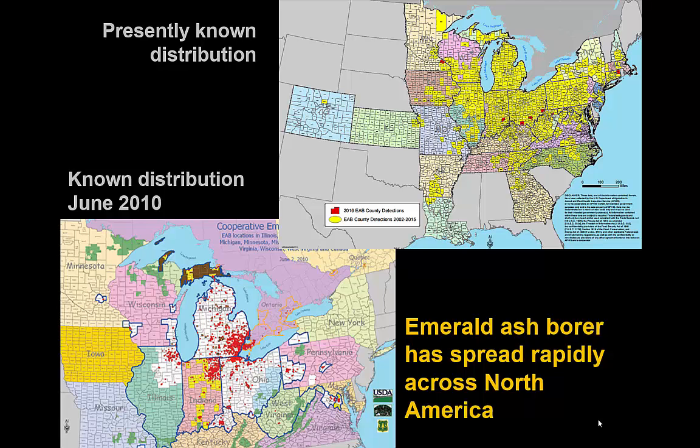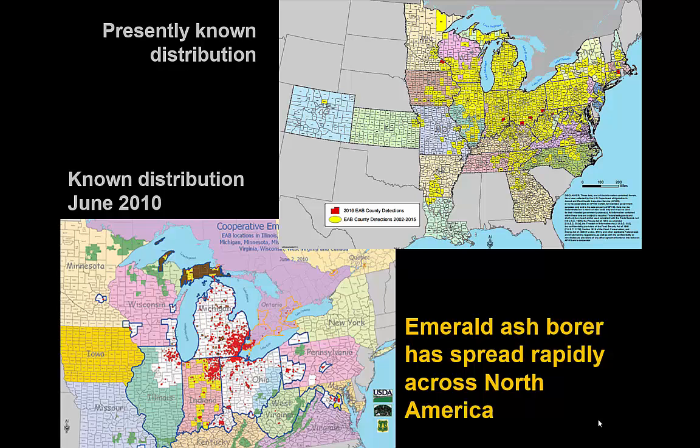So its presently known distribution is illustrated in the map right here on the upper right, and you can see that Colorado is the farthest west extension of this insect. It was detected here in 2013. The distribution, again, has rapidly extended. You can see from a map in 2010 the infested counties to 2016. If you compare these two, very fast spread.